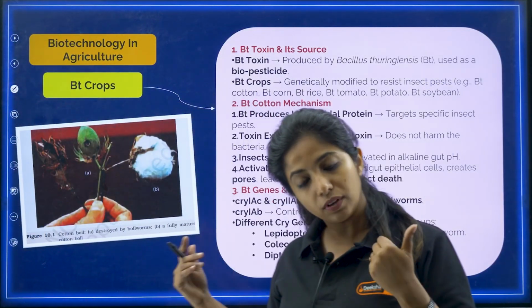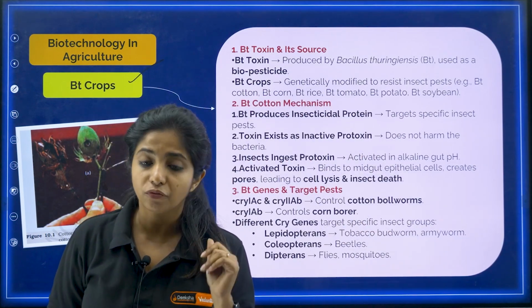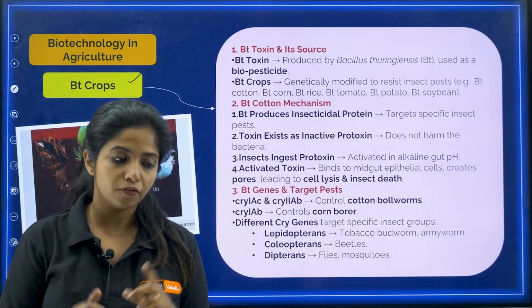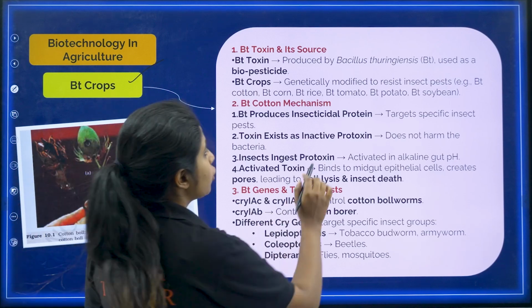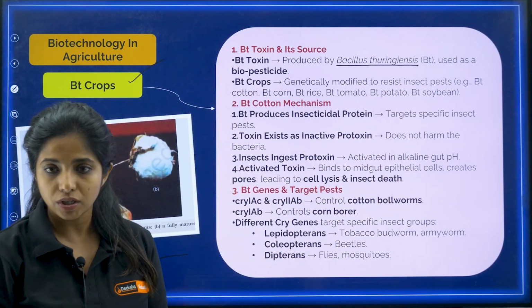Okay, we were talking about plants, we'll continue talking about plants. So have you heard about BT crops? BT crops are really important. Why? In BT crops, what is happening, my dear children? First of all, what do you mean by BT? BT stands for Bacillus thuringiensis, which is a bacteria.